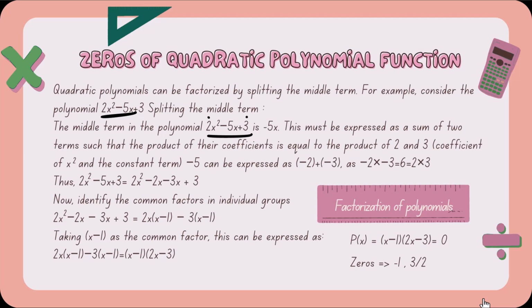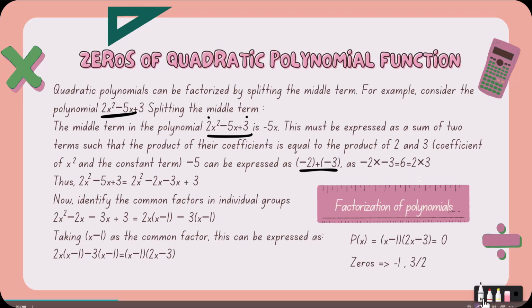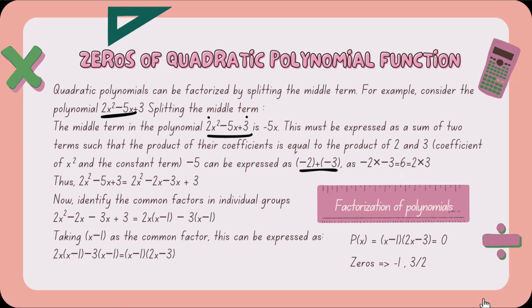We can split the middle term as minus 2x plus minus 3x, right? And the product is 6, so it will be minus 2 into minus 3, which is 2 into 3, which is 6, right? So that's how you split it. You will split it as minus 2x minus 3x. So we split it. Now we'll group the terms.